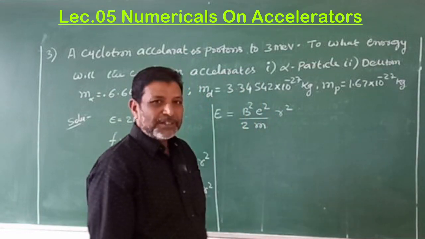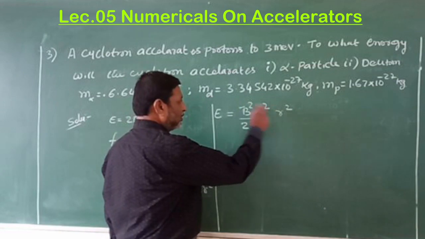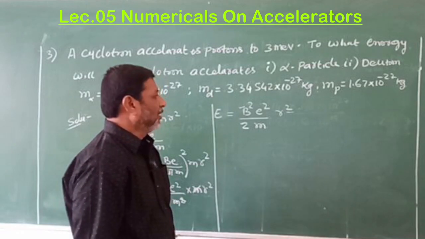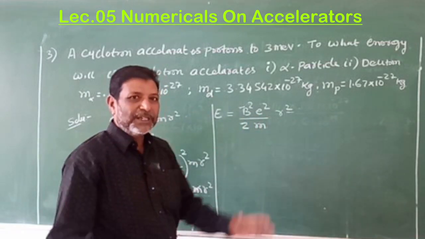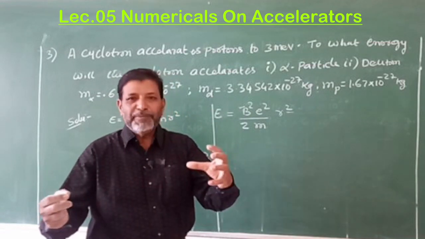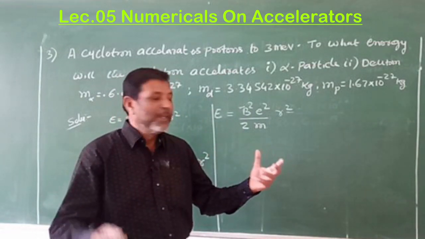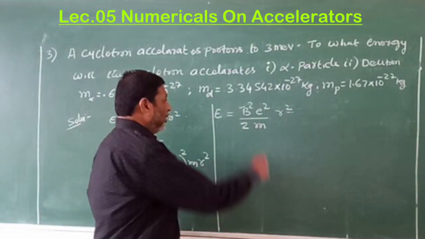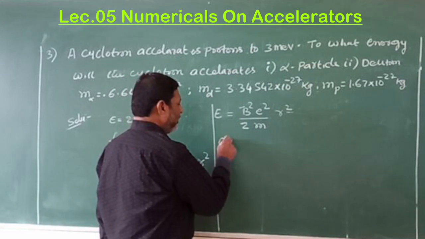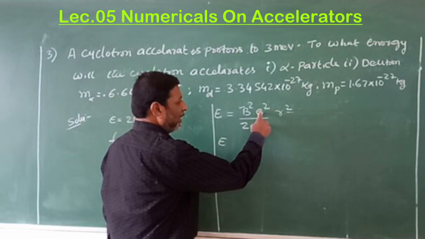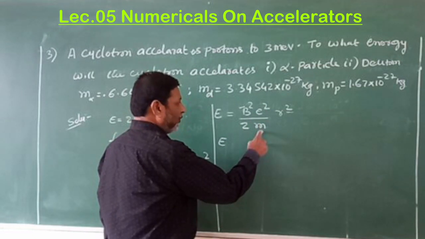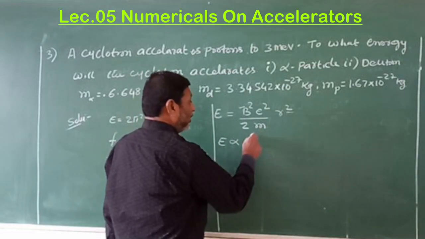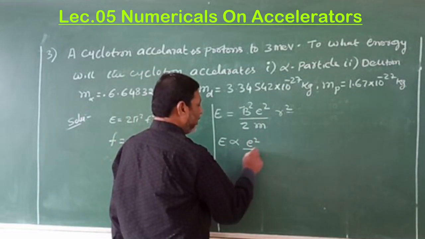And 2 is a constant. Therefore, this is constant, is it? Then this 2 is already a constant for a given cyclotron, because in a given cyclotron, whatever magnetic field you have applied is the same, and the radius of the D's of the cyclotron is also a constant. Now, when you take out the constant factors, what remains? Here, these two are variable. Therefore, when you take out the constant, you will get proportionality. Therefore, you will get it here as E square divided by M.